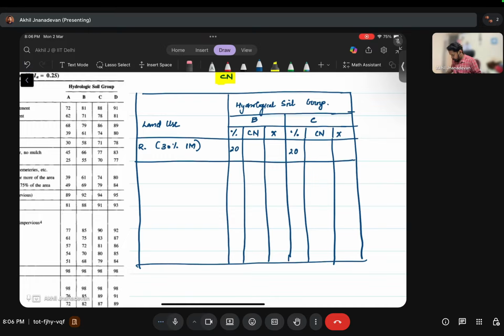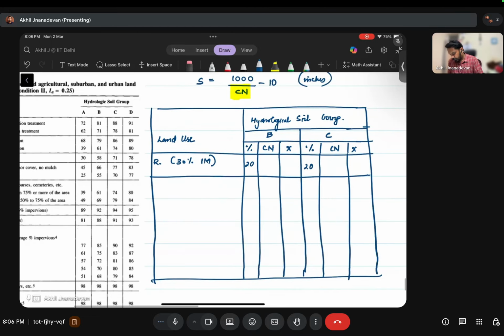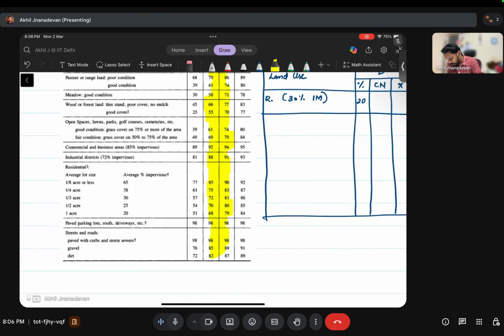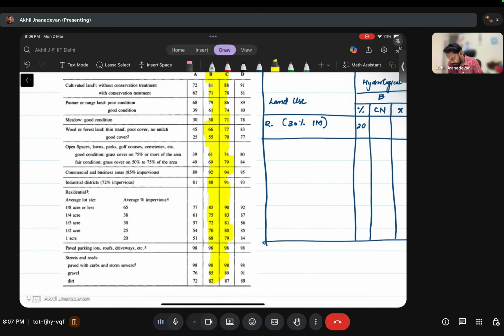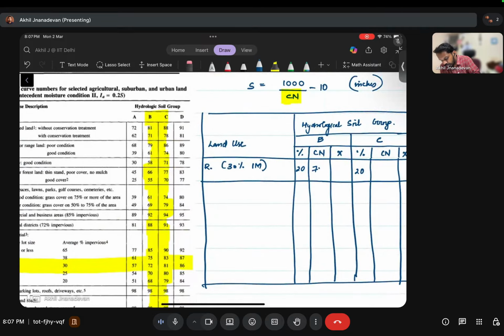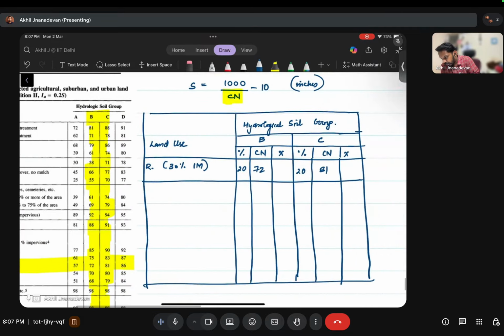And CN for that we can find from this particular table. From this table, we know we are looking for group B and C. So these are the values that we are looking into. And for a residential area with the imperviousness of 30%, we have the values as 72 and 81, right? So we can write down that value 72 and 81. And this product we can take, that is 1440, 20 into 81 is 1620, right?